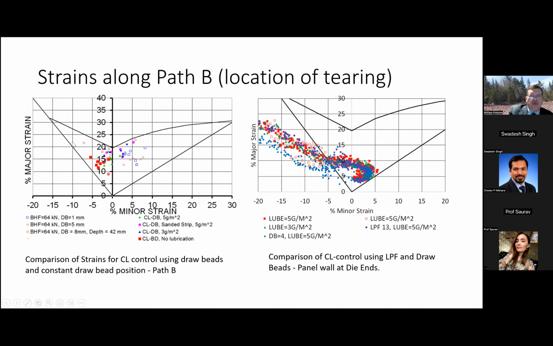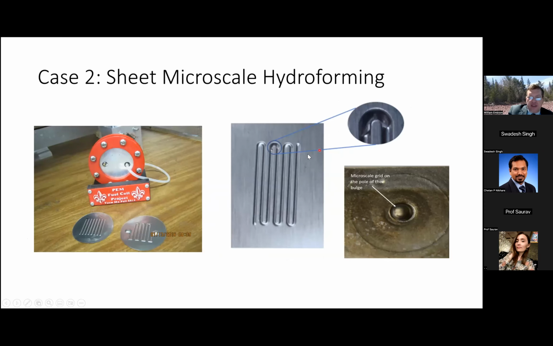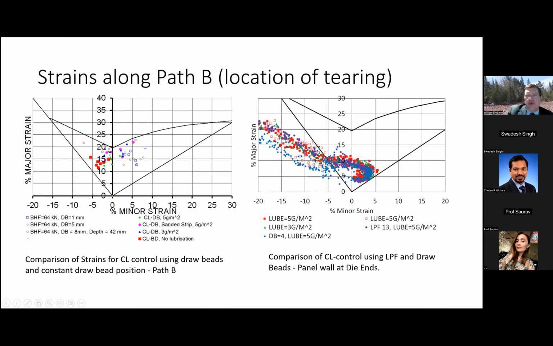Okay, so that was just along path B. So what happens if we look at an entire region, the die end? And this was actually done for strains measured on the inside rather than the outside. These were measured at the outside. This was measured at the inside. So we can see generally that for open loop tests, the strains tended to be higher, compared to the closed loop tests where they tended to be much further from the forming limit.